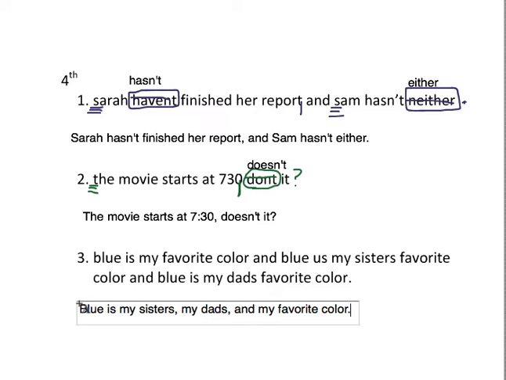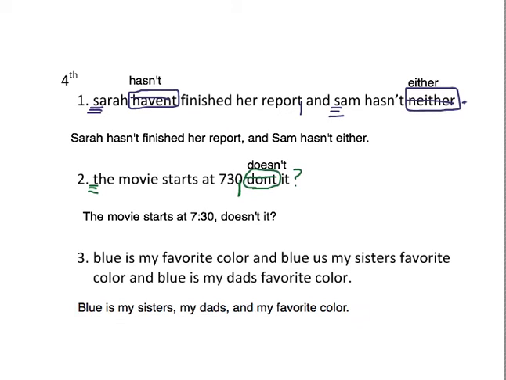Blue is my sister's, my dad's, and my favorite color, and I've added in my commas because I'm separating 3 different things, listing 3 different people whose favorite color is blue. So that is the first start to my sentence. Now I can go ahead and edit it for other things. So spelling's correct and it sounds right. So do I have any other capitalizations? Am I saying proper nouns? No, because sister could be any sister, it could be any dad, and my is not a name, so all my capitalization is correct.